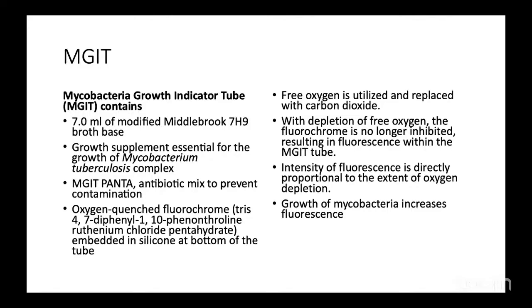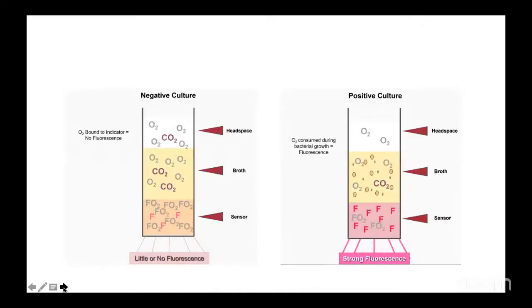Now, here, because it's a slow growing organism, again, the purpose is the same, that the free oxygen gets utilized and gets replaced with carbon dioxide. As the oxygen depletes, the fluorochrome is no longer inhibited. Because you see here, this is an oxygen quenched fluorochrome. As the oxygen concentration goes down, this fluorochrome is no longer quenched and the fluorescence intensity will be proportional to the extent to which the oxygen is going down and will be increasingly proportional to the growth of mycobacteria. So again, it works on a fluorescence principle, but it is the oxygen which is going down, resulting in the fluorochrome which is no longer inhibited.